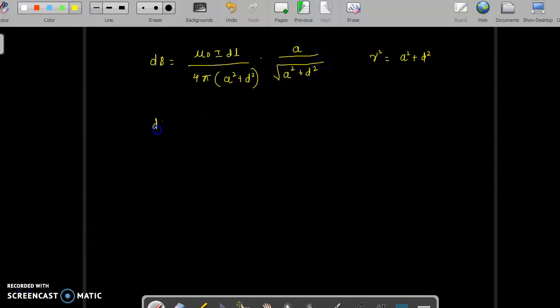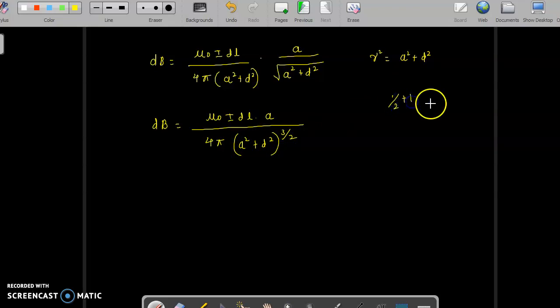Now this becomes mu naught I dl times A over 4 pi, times A square plus D square into A square plus D square all power 1 by 2. That is, it becomes A square plus D square all power 3 by 2, since 1 plus 1 by 2 is 3 by 2. This is the magnetic flux density due to this current element.